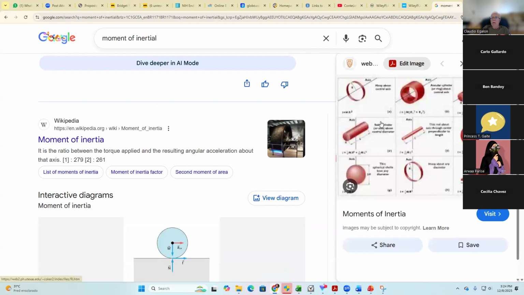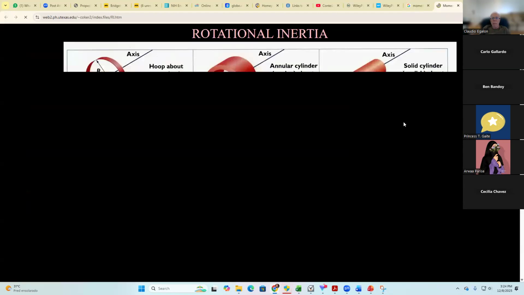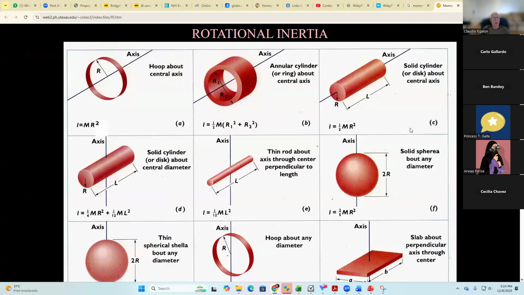Let's look at this one here. Here you go. Hoop or ring, right? If it's a ring, the moment of inertia through its center is mr squared. However, that is very, very important.